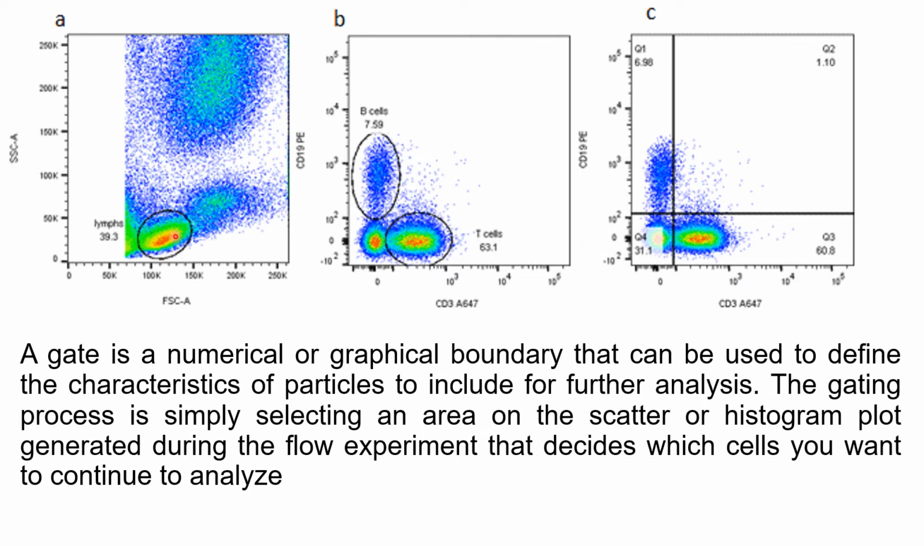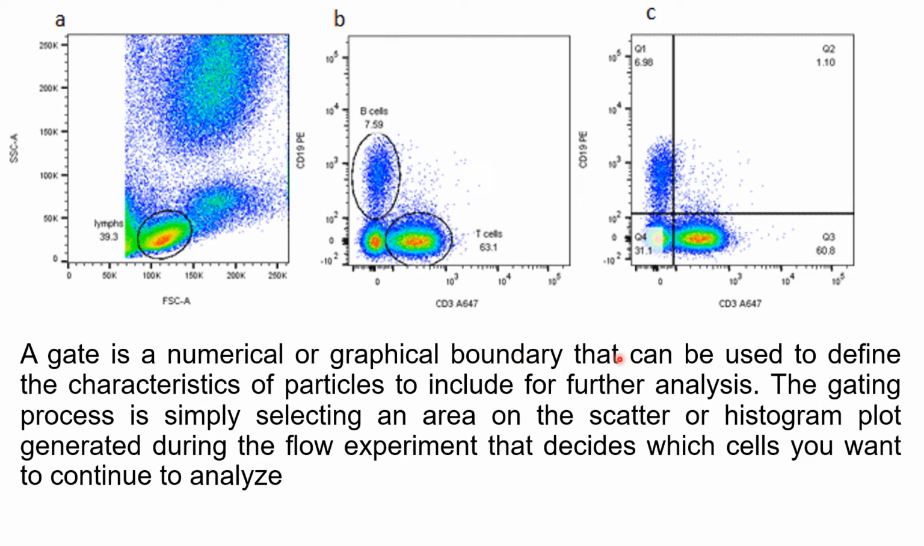So what is gating? If I have collected, suppose, 10,000 counts, and I am only interested in seeing the population of RBCs or B cells, then in a dot plot you have to get a particular type of signal. So a gate is an electronic way of selecting a particular cell population, right? So this gate is a numerical or graphical boundary, as you can see here, an elliptical gate.